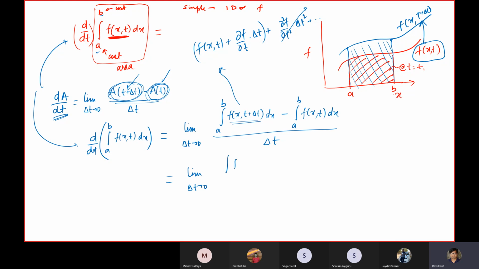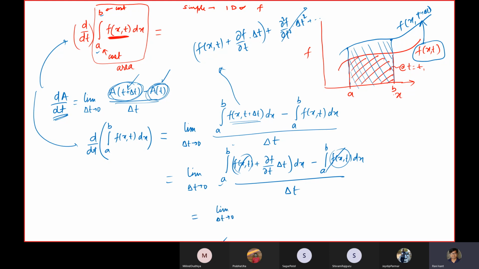So this I can write as integral a to b of f(x,t) plus dou f by dou t times dt, whole dx, minus integral a to b of f(x,t) dx, divided by dt. So you can see these two things can cancel out each other, right? These have the same limits. So this thing and this thing could be cancelled out. So we are left with limit delta t to 0, and you can see dt over here, dt over here. So the limit will go away because delta t will not be there. So the only thing left is a to b.